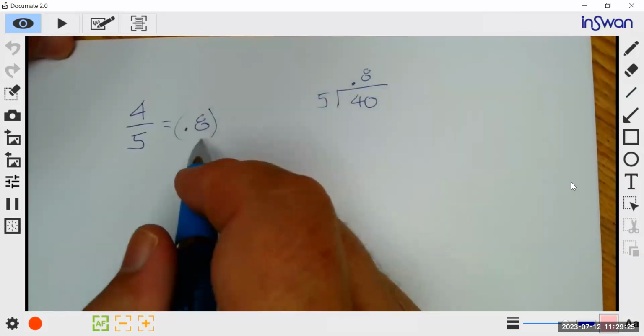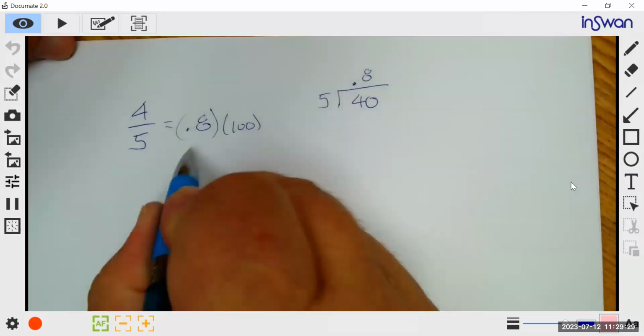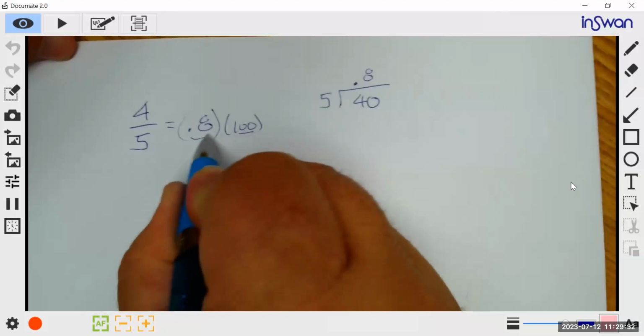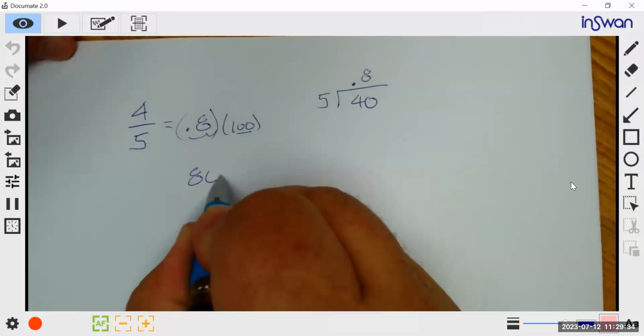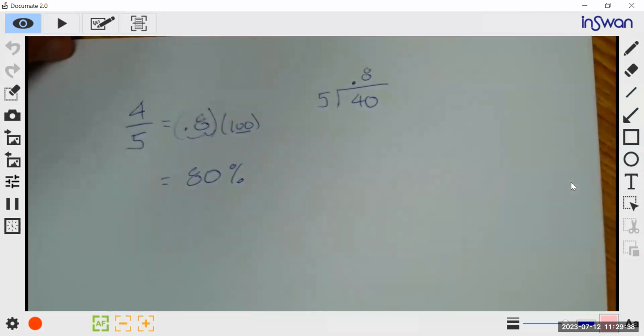You take a fraction to decimal and then multiply this by 100. Because there's two zeros in 100, it moves the decimal two spaces to the right, and put the percent symbol behind it.